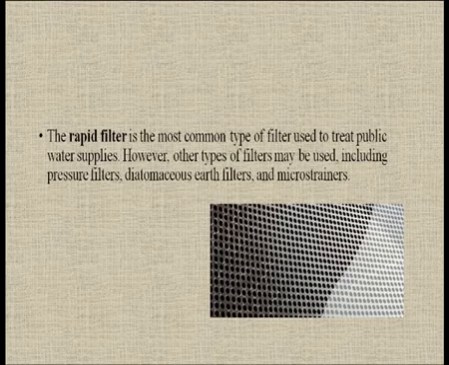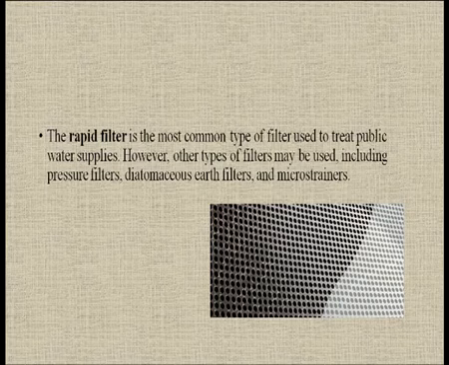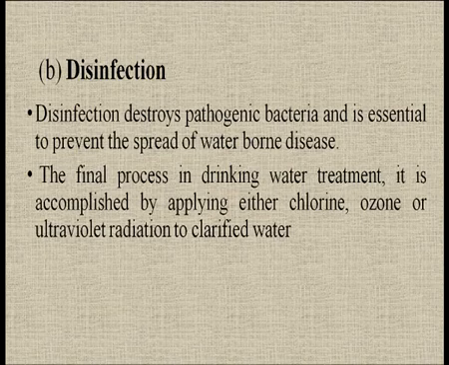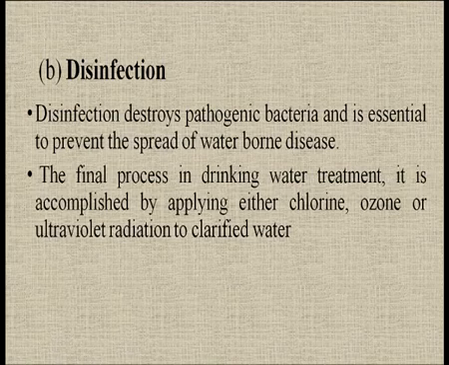However, other types of filters may be used, including pressure filters, diatomaceous earth filters, and microstrainers. This diagram is showing the microstrainer. Disinfection destroys pathogenic bacteria and is essential to prevent the spread of waterborne diseases. The final process in drinking water treatment is accomplished by applying either chlorine, ozone, or ultraviolet radiation to clarified water.